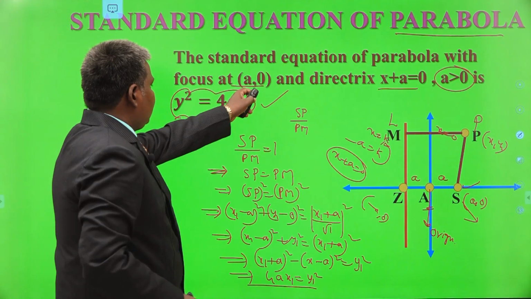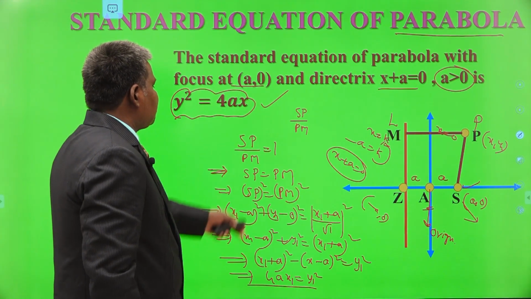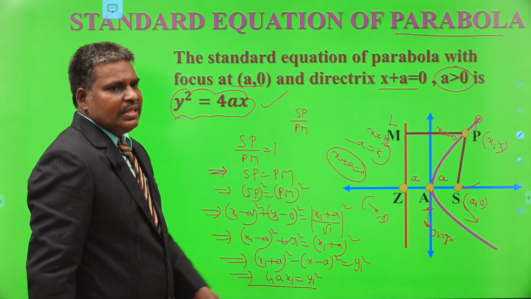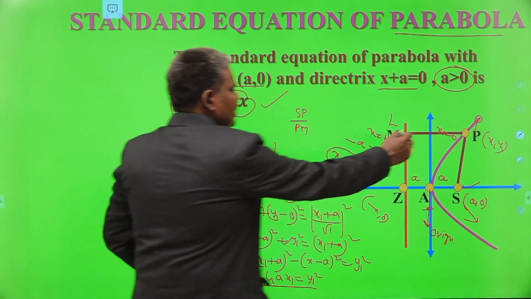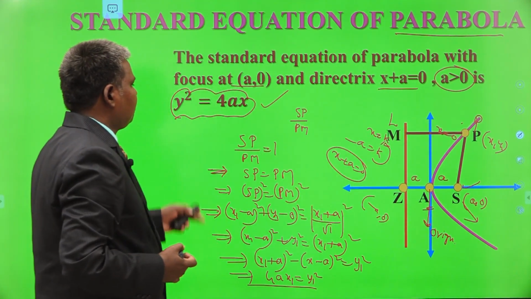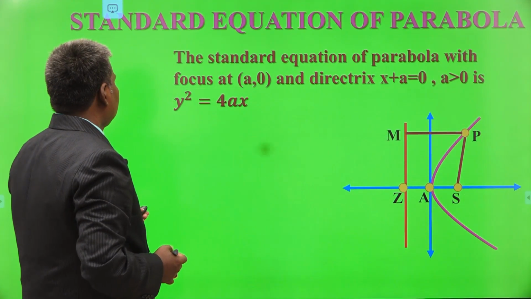In the first part, we constructed the parabola. These are the focus and directrix, and we obtained the derivation by SP by PM equal to 1. By writing the locus, we obtain the parabola in this manner. This is the equation of the parabola. This is the corresponding shape of the parabola. Have you followed or not? Okay, SP by PM is equal to 1.